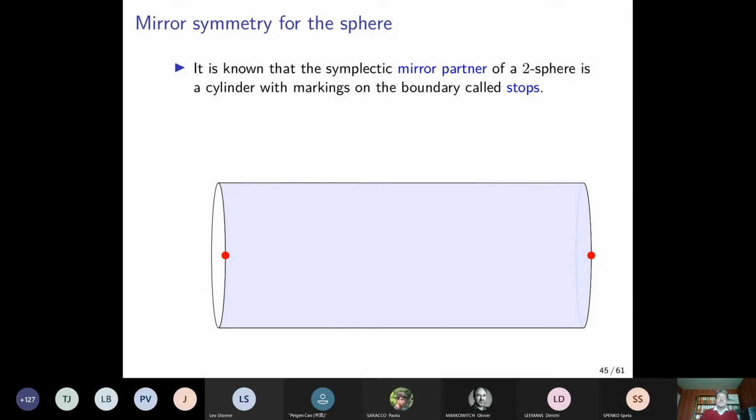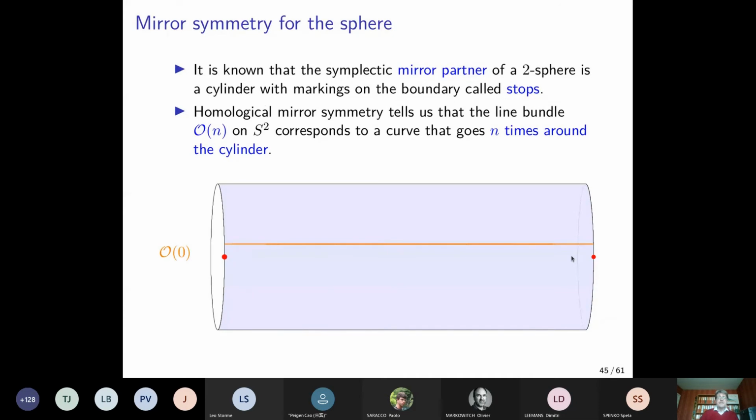And there's also a symplectic structure, which I will not talk about because it turns out that in this case it's actually not so important. This is the deformation invariance of symplectic structures. The role of the stops will be explained later. Right now they're just there.